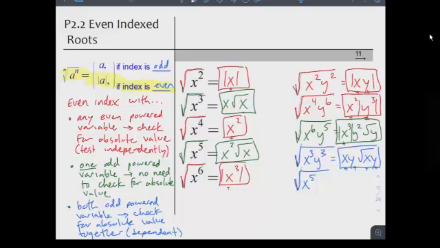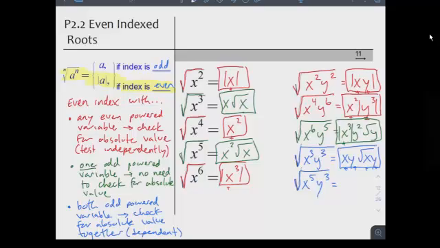Okay, what if I did this? Okay. The square root of x to the 5th, y to the 3rd. I want you to see if you can simplify that. Test for absolute values and see if you can determine what the simplified form would be, including absolute value symbols.